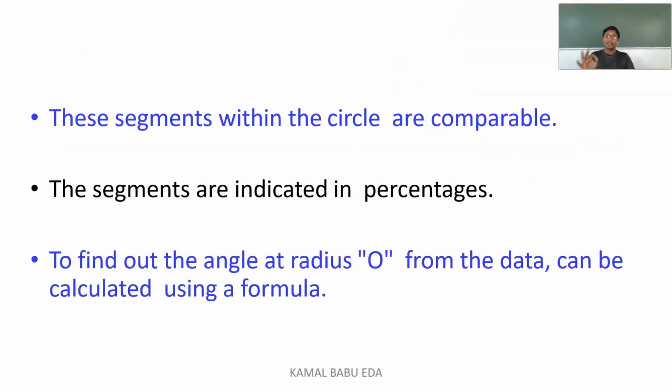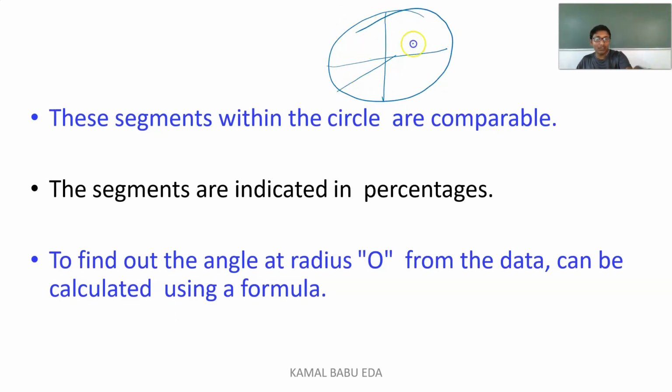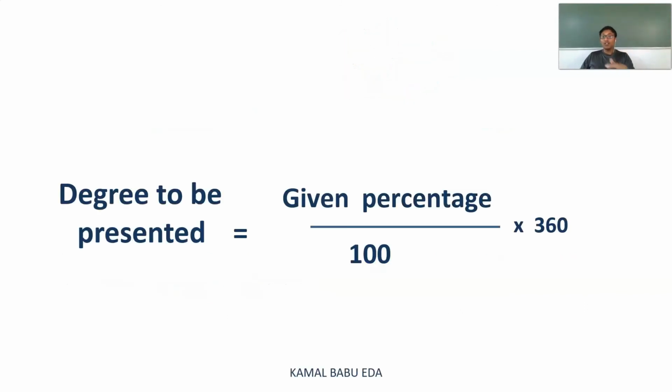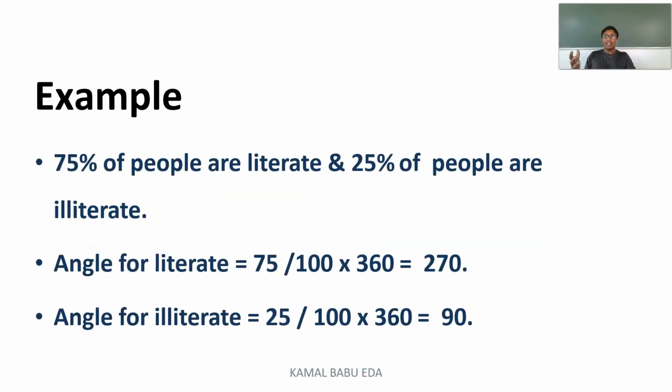So these segments within a circle are comparable. The segments which we are making in a circle, with this center point, are all comparable. To find out the angle at radius 0 from the data, it can be calculated using a formula. The degree to be presented by the given percentage is the percentage divided by 100, multiplied by 360. If you use this formula, you will get the angle.